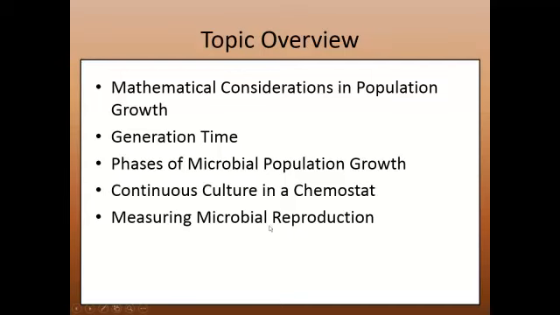The topics that we're going to be covering under this topic are mathematical considerations and population growth, generation time, phases of microbial population growth, continuous culture in a chemostat, and measuring microbial reproduction.